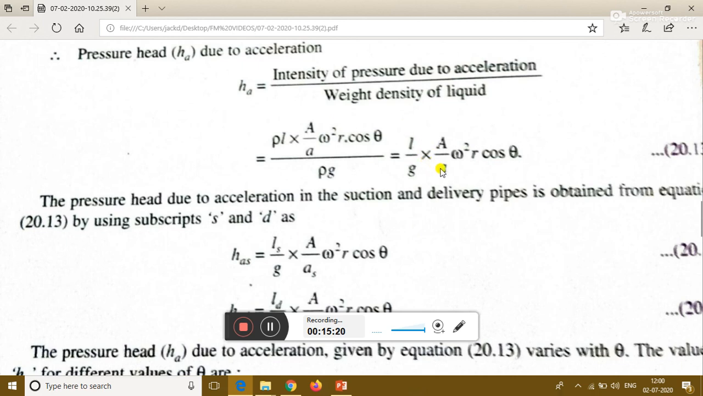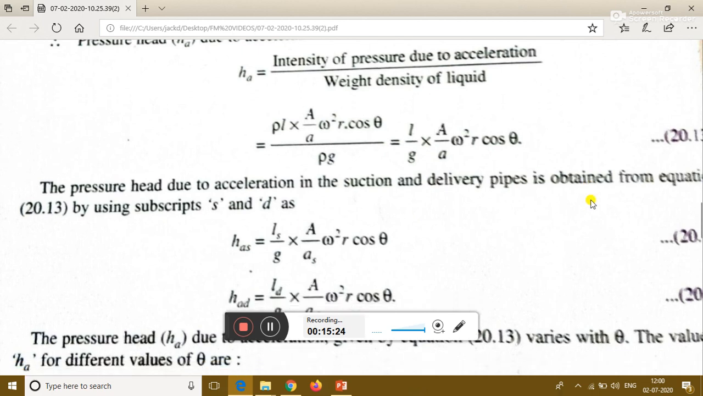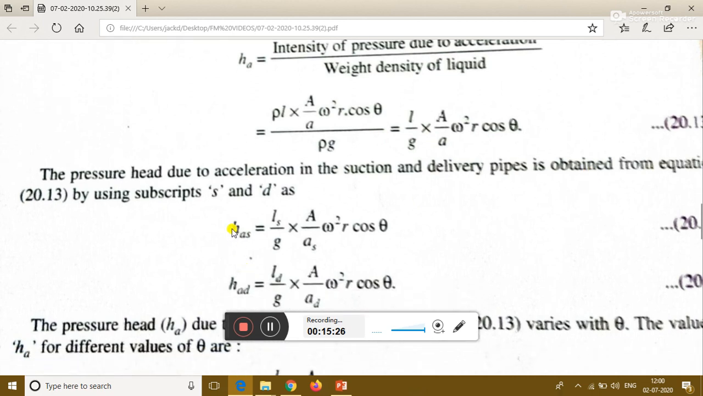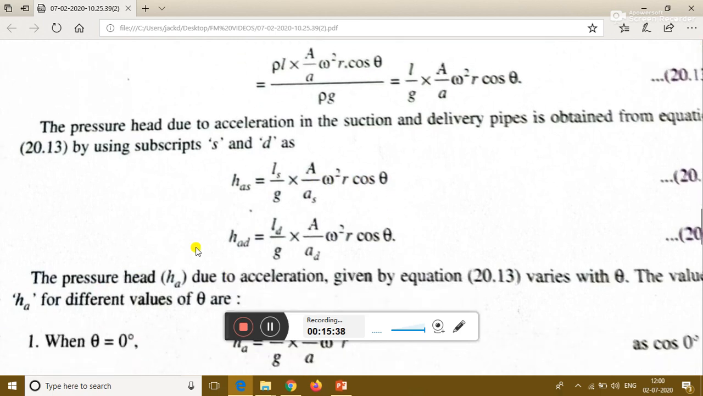So you can write the pressure head due to acceleration in the suction pipe as: H_As equal to Ls by g into A by As into omega square r cos theta. Similarly, the pressure head due to acceleration in the delivery pipe will be equal to Ld by g into A by Ad into omega square r cos theta.